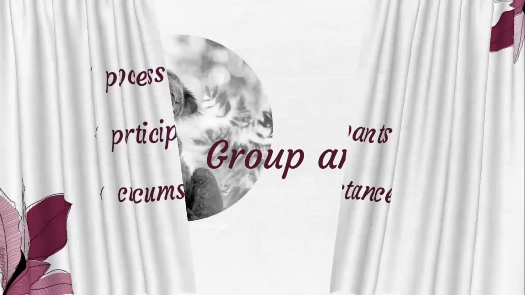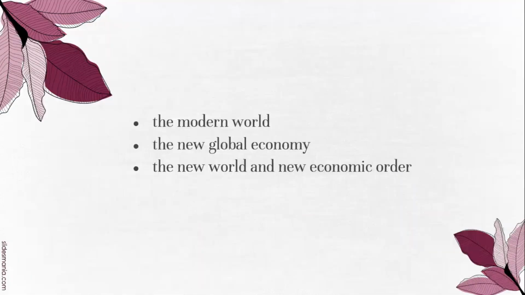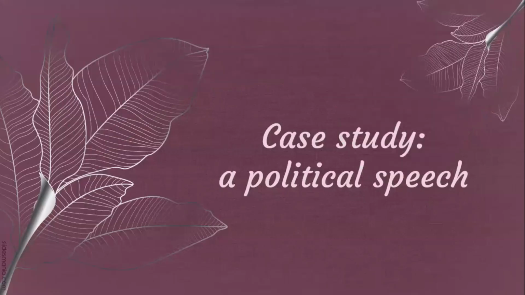And for the groups and clauses, Fairclough extends lexical analysis to demonstrate how these constructed nominal groups are used at clause level to shift the responsibility of political action away from himself or the government and onto supposed global forces in his analysis of Tony Blair's speech. So he identified these words related to the shift of responsibility. So we have the modern world, the new global economy, the new world and new economic order. And for the case study, a political speech.